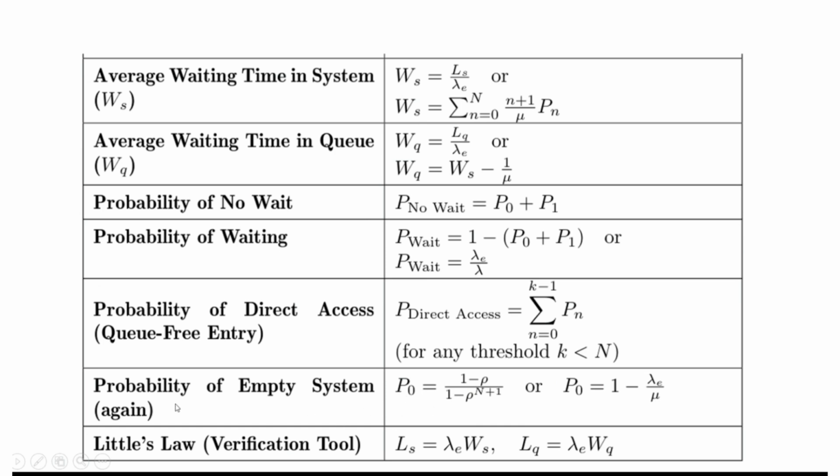So you have Little's law. That is used as a verification tool. It is a formula. Ls is lambda e Ws, Lq is lambda e Wq, where Ls is the number of customers in the system, lambda e is effective arrival rate, Ws is the waiting time in the system, Lq is the number of customers in the queue, lambda e is effective arrival rate, Wq is the waiting time in the queue. So it is used to check the consistency of the results, and one can observe that these formulae are a fundamental law in queuing theory.